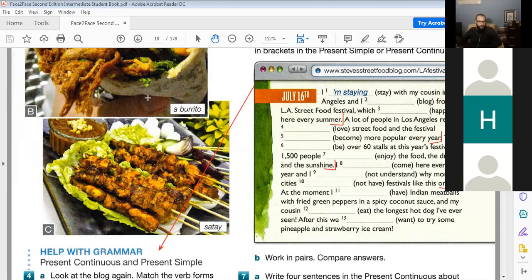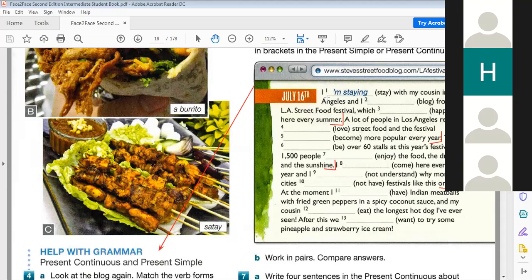Okay, let's start. So the first part, Malak, would you like to do the first part? I'm staying with my cousin in Los Angeles, and I am blogging from... Which happen every summer. Happen here every summer. Okay, so I'm going to write your answer. You said I'm blogging. Is that what you said? Yeah. All right. And happen.